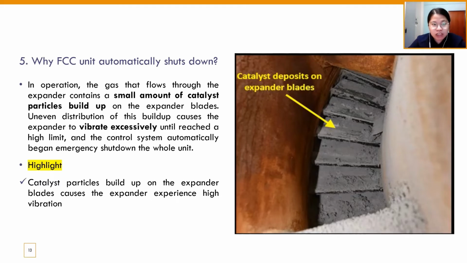But the basic question is why did the FCC unit automatically shut down during the incident? This is because a small amount of catalyst particles was found deposited on the expander blade here, which caused the expander to experience high vibration until it reached a high limit, and the control system automatically began the emergency shutdown of the whole unit.